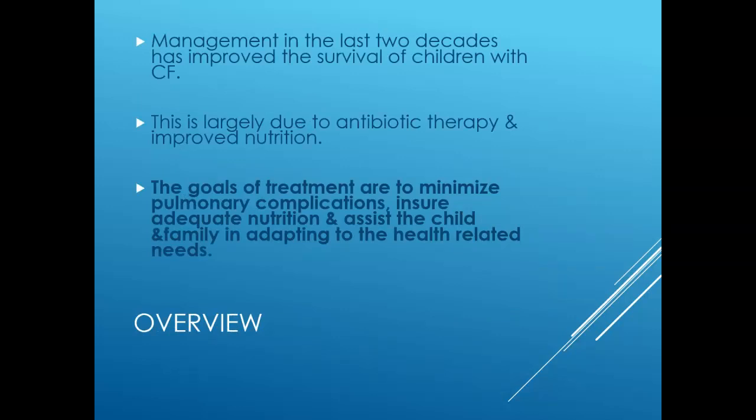So how do we manage? Management in the last 2 decades has improved the survival of children with CF, and this is largely due to antibiotic therapy and improved nutrition. The goals of treatment are to minimize pulmonary complications, ensure adequate nutrition, and assist the child and family in adapting to the health-related needs.